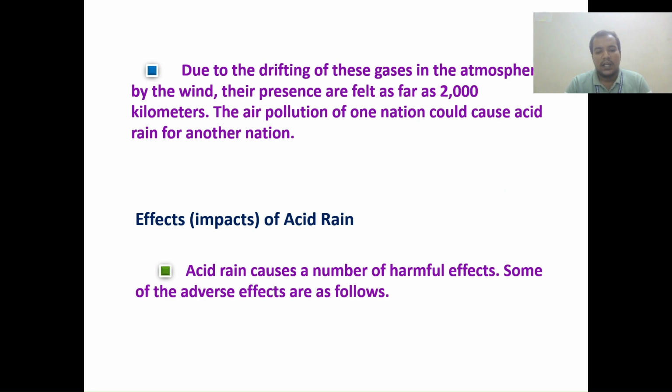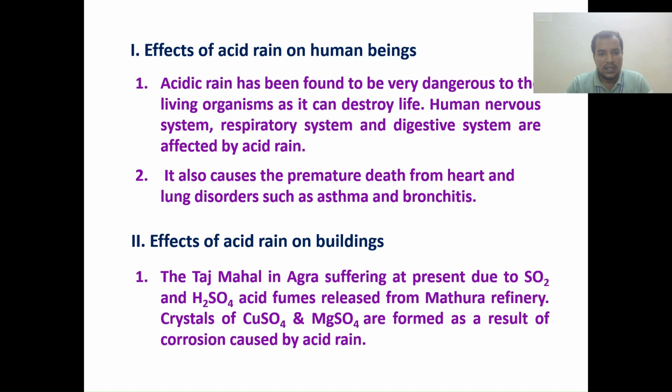Effects of acid rain. Acid rain causes a number of harmful effects, first on human beings. Acidic rain has been found to be very dangerous to living organisms, as it can destroy human life. The human nervous system, respiratory system, and digestive system are affected by acid rain. It also causes premature death from heart and lung disorders such as asthma and bronchitis; these kinds of diseases affect human health.